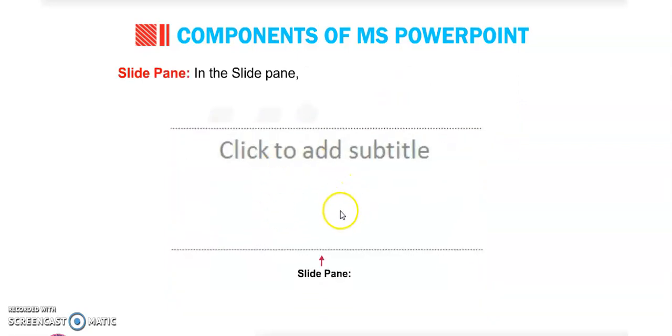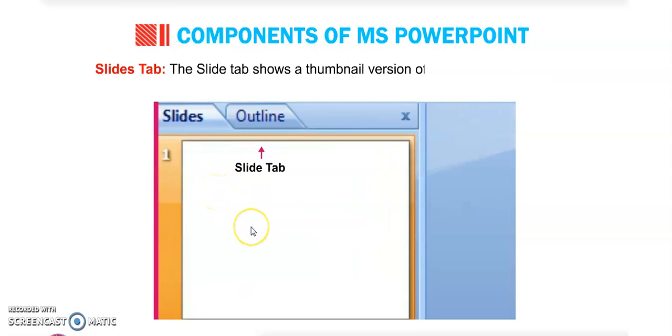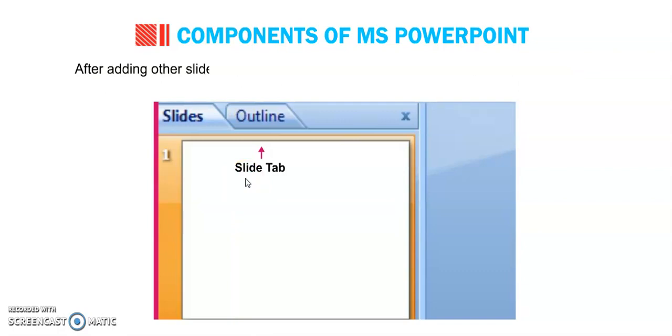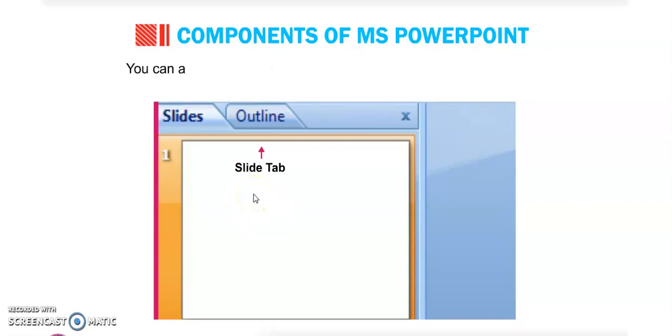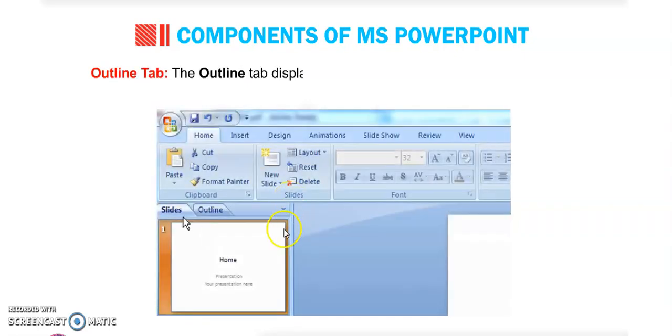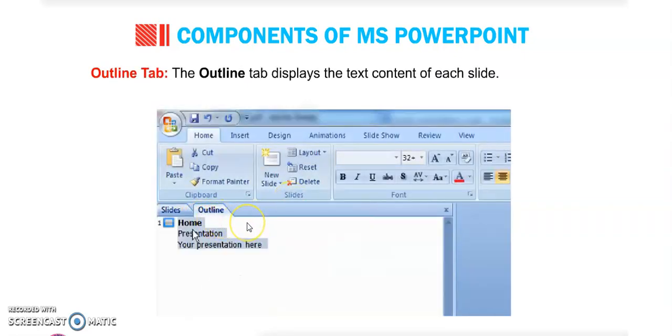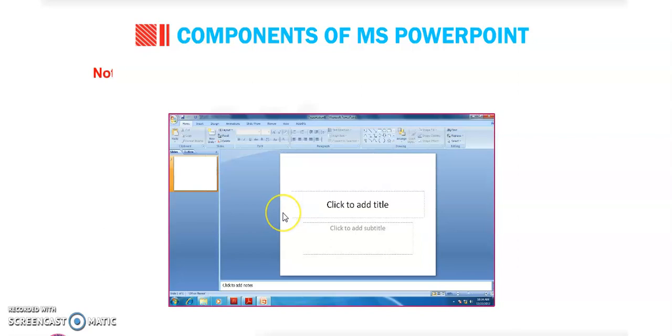So this is the slide pane. In the slide pane, you can work directly on individual slides. This is the slide tab. It shows a thumbnail version of each slide. After adding other slides, you can click a thumbnail on the slide tab to make the slide appear in the slide pane. So you can add, delete, duplicate and rearrange these slides in the slides tab. Next is the outline tab. The outline tab displays the text content of each slide. So you can edit your text directly from the outline view.